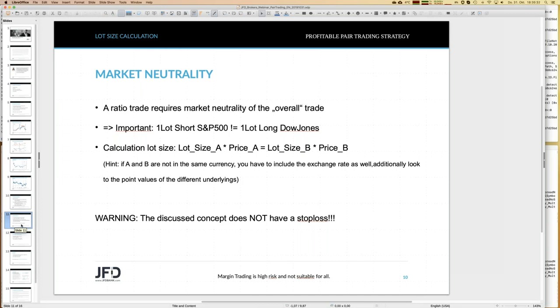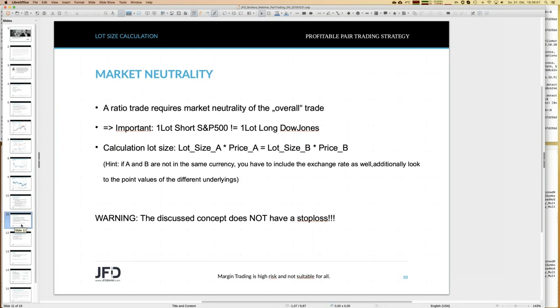if nothing goes wrong with that kind of ratio, if the market collapses in the next crisis, we would not see a difference, because, for example, the S&P 500 would go down by 10% and the Dow Jones would go down by 10%. But since our trade is market neutral, we would not earn and not lose anything. But that was not the target. It's only that the trade is market neutral.